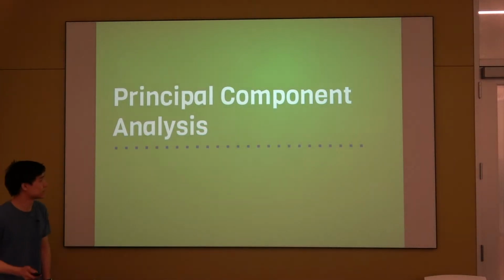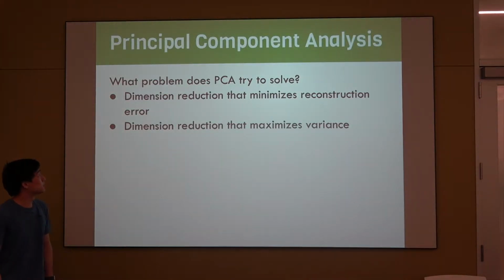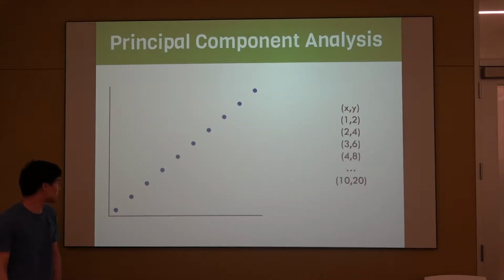So, principal component analysis. The kind of problem that PCA tries to solve is dimension reduction that minimizes the reconstruction error. Or another way of framing this is that you're doing dimension reduction in a way that maximizes the variance or variability of your data. A toy example here: let's imagine that you have an xy plane.